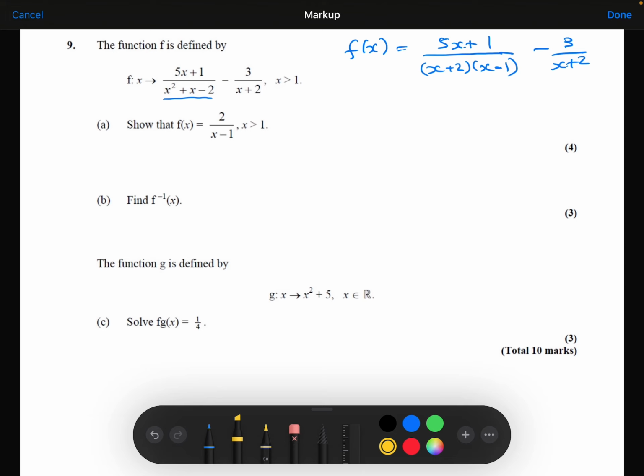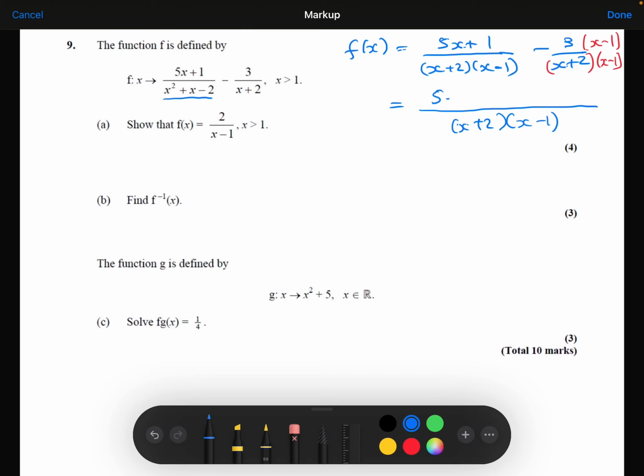Now I notice that I've got an x + 2 on the bottom of both of my fractions, so to get a common denominator, all I actually need to do is to take my second fraction and multiply that by (x - 1). Now I've got a common denominator on both fractions of (x + 2)(x - 1).